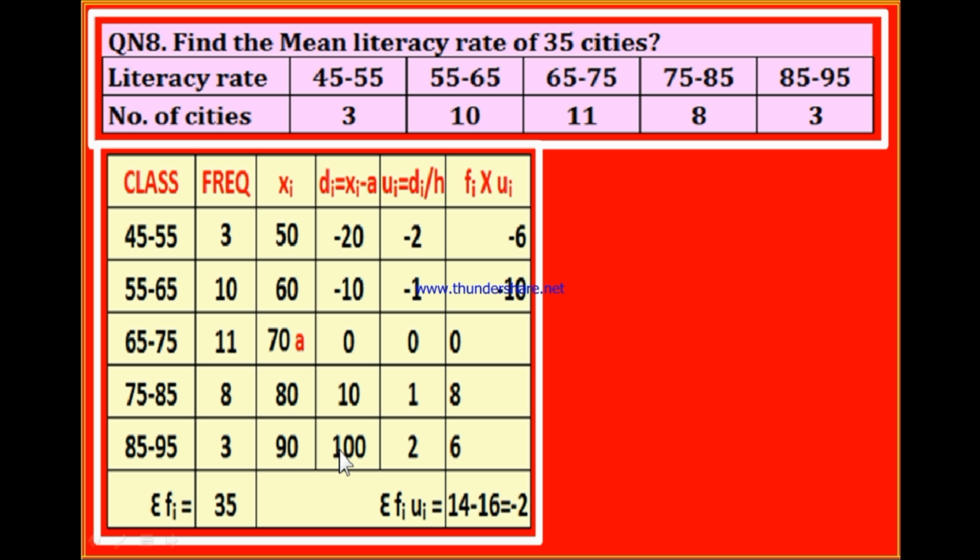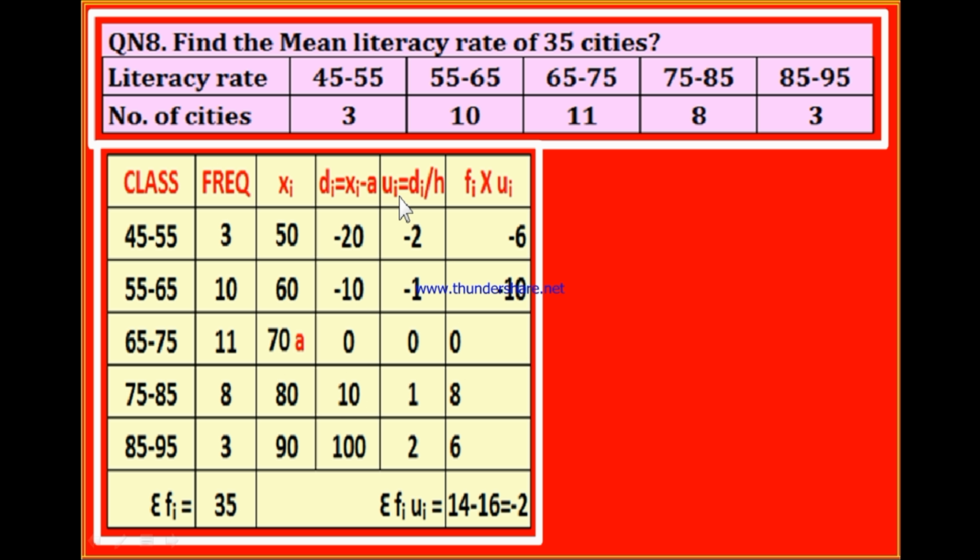You please correct this. This is not 100. It is 20 only. This is 20. Now here to this class xi is 60 and a is 70. Then what is 60 minus 70? Minus 10. To this class xi is 50 and a is 70. Then what is 50 minus 70? Minus 20. These are deviations.